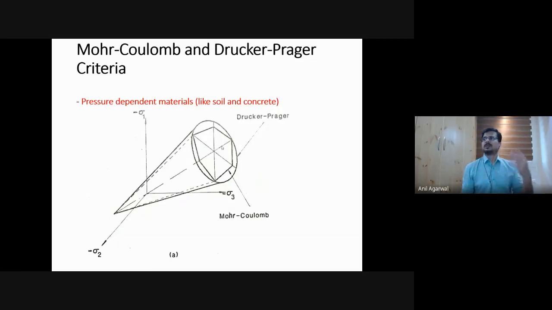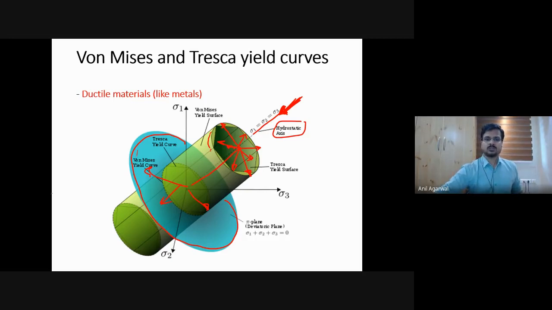For metals, these two criteria are often used, Tresca and von Mises, and von Mises is much more frequently used. There are other materials which have hydrostatic pressure dependent properties, right? These two models had a cylinder shape, or a hexagon shape, that did not change as you moved along the longitudinal axis, the hydrostatic axis. So the failure surface did not depend on the hydrostatic pressure.